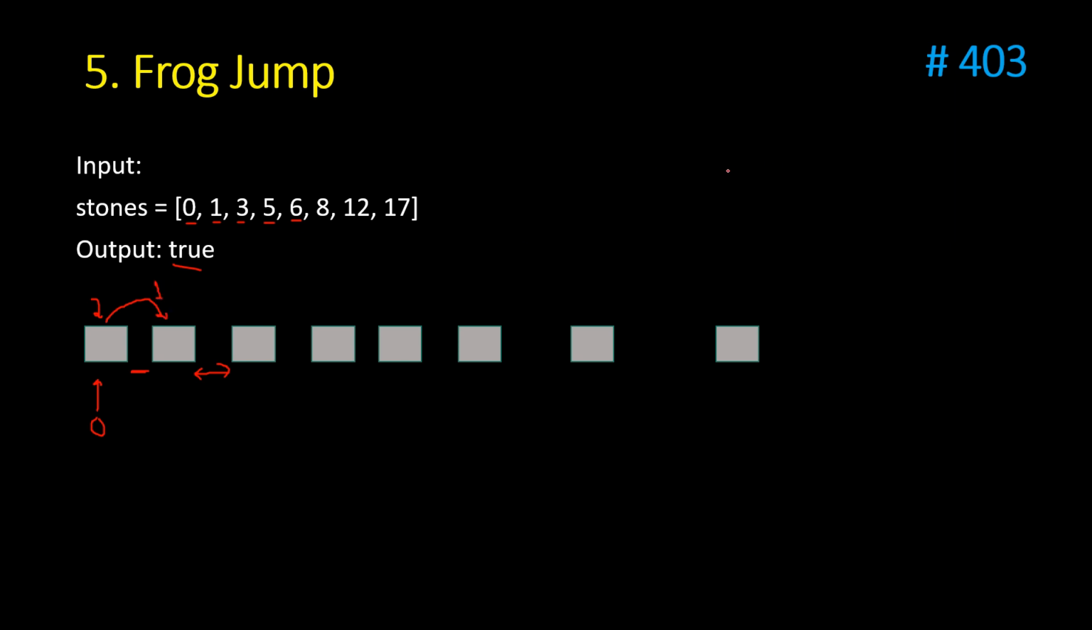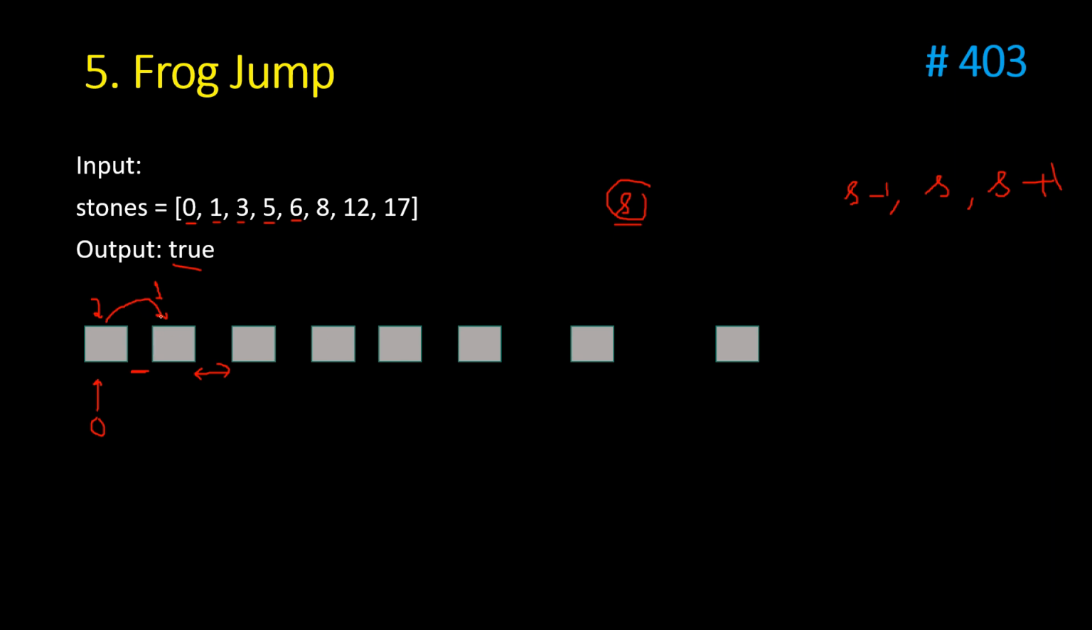So at any point of time, if the previous jump was of s steps, then the next jump can be either s minus 1, s, or s plus 1. So these are the 3 possibilities depending on the previous jump size. So it cannot be arbitrary. So you have to return whether it's possible or not.